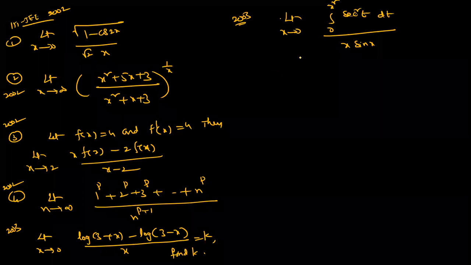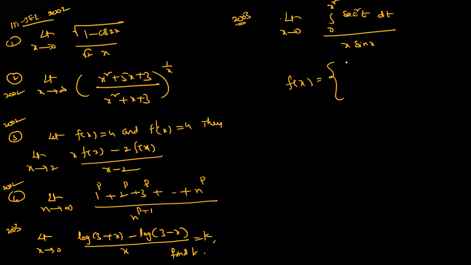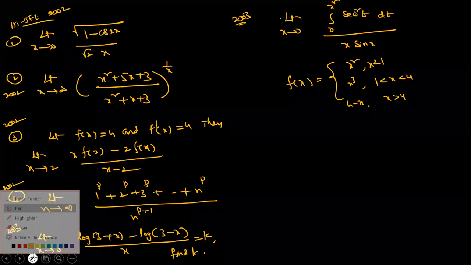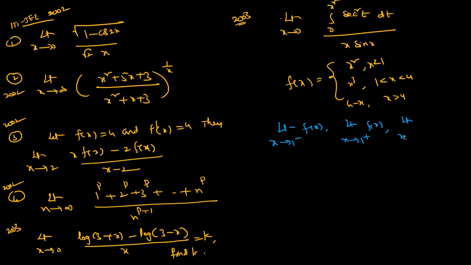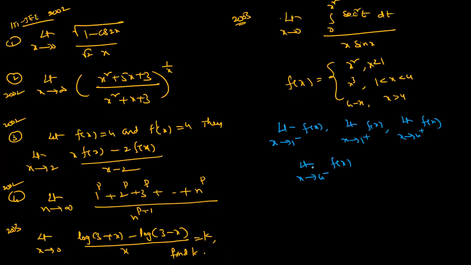Okay. Tell me, for example, f of x is given: x square for x less than 1; x cube for 1 less than x less than 4; 4 minus x for x greater than 4. This is very, very important, dear students. Listen, I'm asking how to find this case model. My question is, tell me anyone: limit x tends to 1 minus f of x. Question number 1. Limit x tends to 1 plus f of x. Limit x tends to 4 plus f of x. Limit x tends to 4 minus f of x. How to find this one?